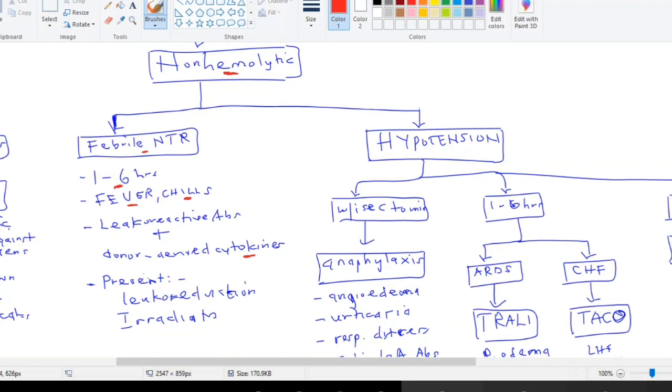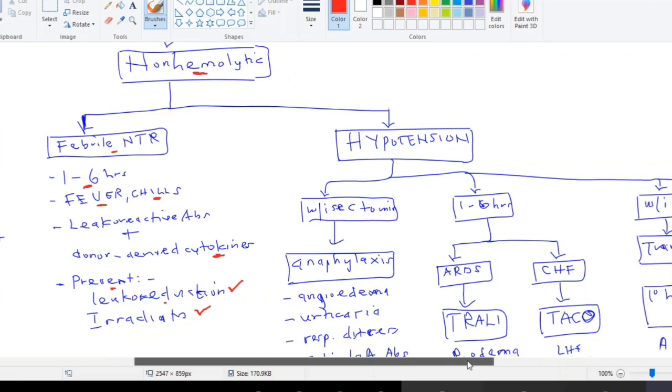To prevent this from happening, if they give you febrile non-hemolytic transfusion reaction, you look for answers like leukoreduction, right, or irradiation. So we can irradiate the stored blood, or we can filter it, what we call leukoreduction. Remove the white blood cells, the leukocytes, within the blood before storage to prevent this from happening. That's going to be febrile.